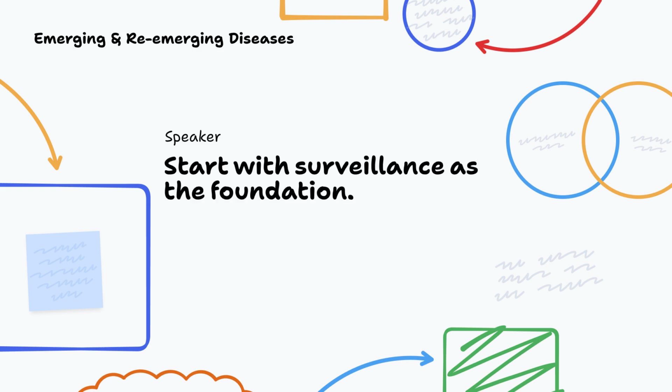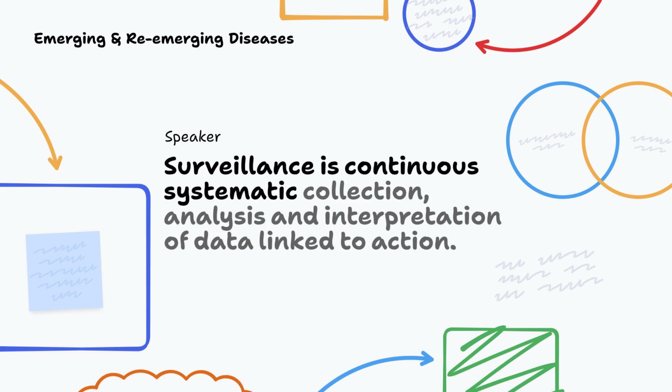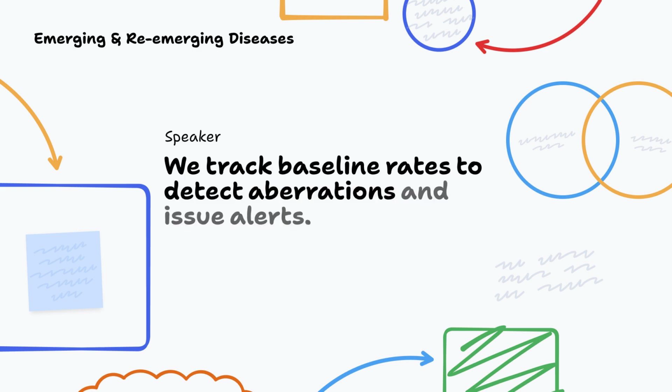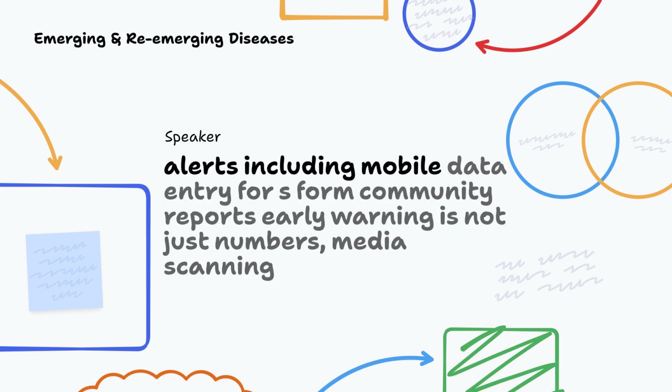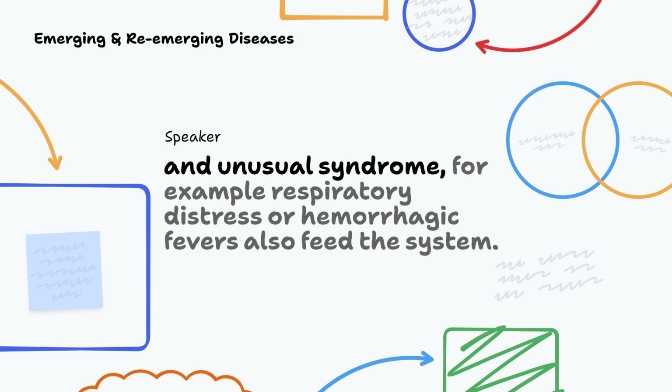Start with surveillance as the foundation. Surveillance is continuous systematic collection, analysis, and interpretation of data linked to action. We track baseline rates to detect aberrations and issue alerts. In India, IDSP units collate weekly trends and investigate spikes. IHIP adds digital case-based layers and event alerts, including mobile data entry for S-form community reports. Early warning is not just numbers, media scanning and unusual syndrome, for example respiratory distress or hemorrhagic fevers, also feed the system.